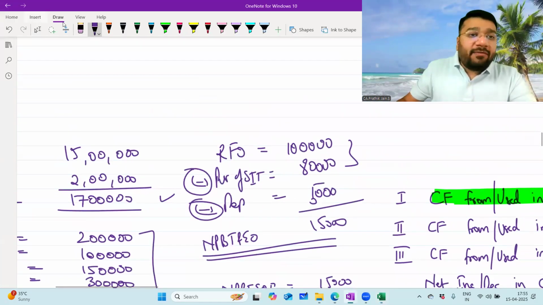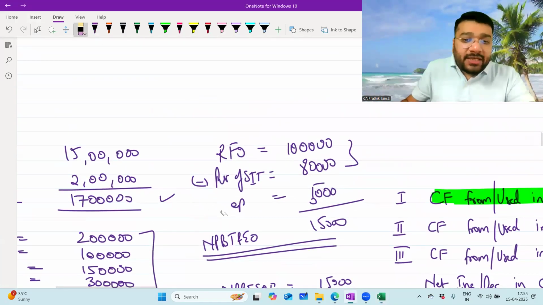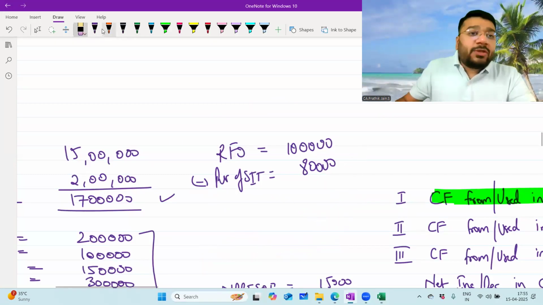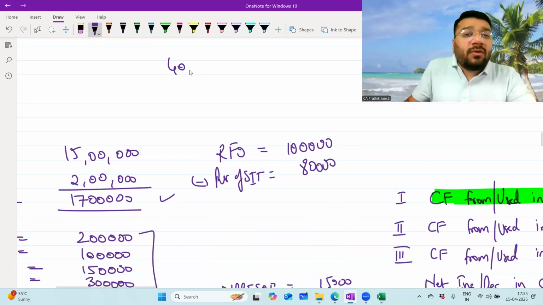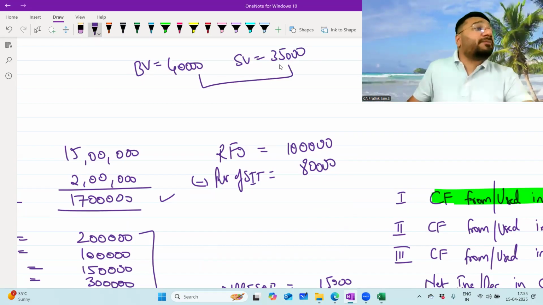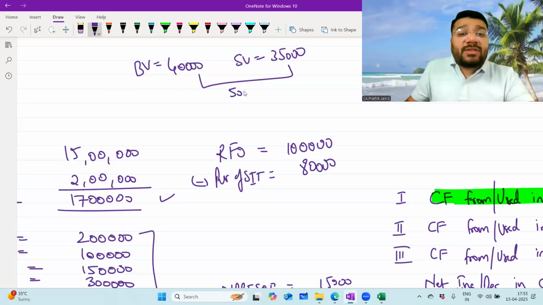I said, my revenue from operations is 1 lakh. Purchase of stock in trade is 80,000. Now, there is one particular asset whose book value is 40,000. I sold it for 35,000. How much is my net difference, profit or loss? So 5,000 is the difference, which is my loss. Do you agree with me?